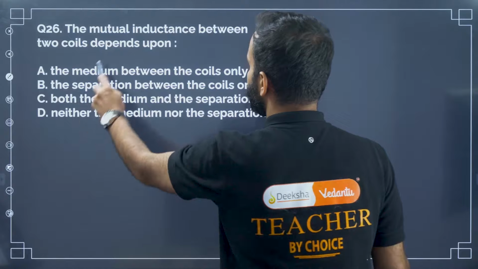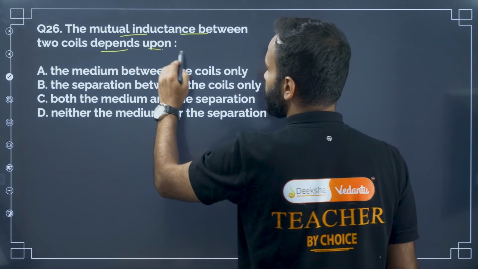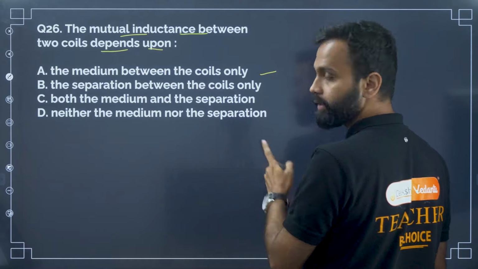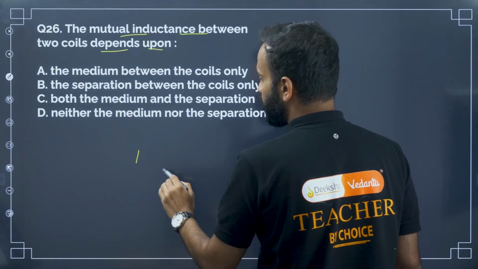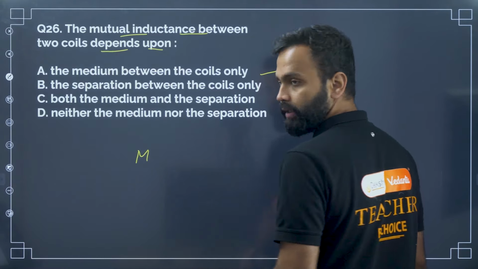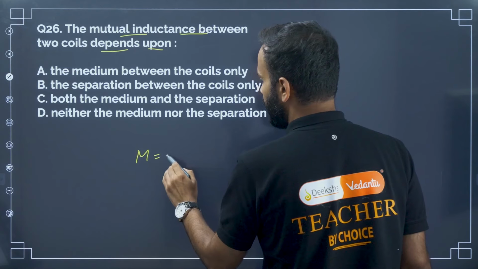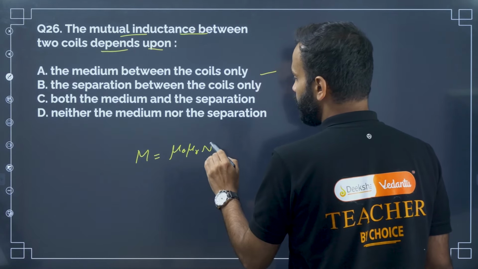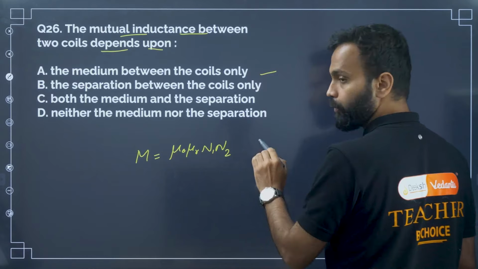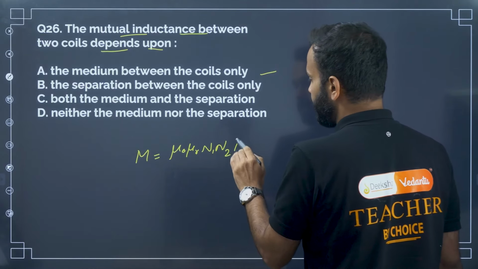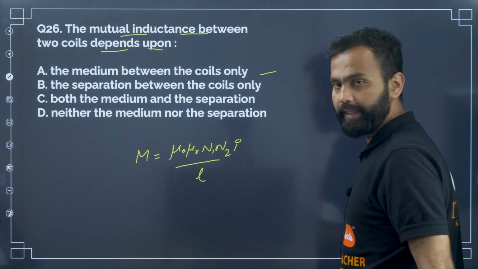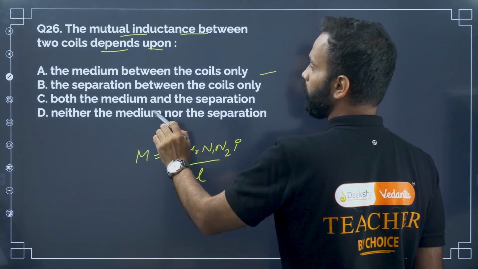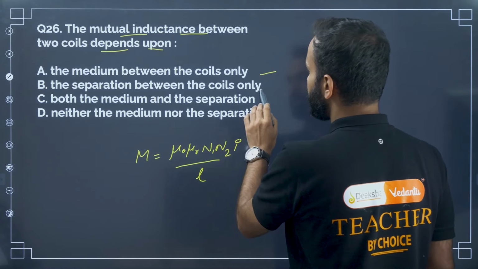Question number 26. The mutual inductance between the two coils depends upon the medium between the coils. This one is also correct, right? We know that mutual inductance M between the two coils is equal to mu naught into mu r into N1 N2 into A divided by L. So it depends upon the medium between the two coils, and then the separation between the coils.